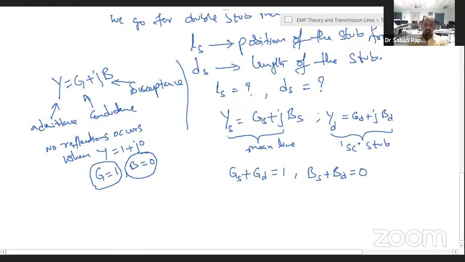So therefore, the sum of the conductance of the main line and stub, and the sum of the susceptance of the main line and stub. So the conductance should be equal to 1 and the susceptance should be equal to 0. These two conditions should be satisfied in order to avoid reflections. So total conductance should be equal to 1 and total susceptance should be equal to 0.